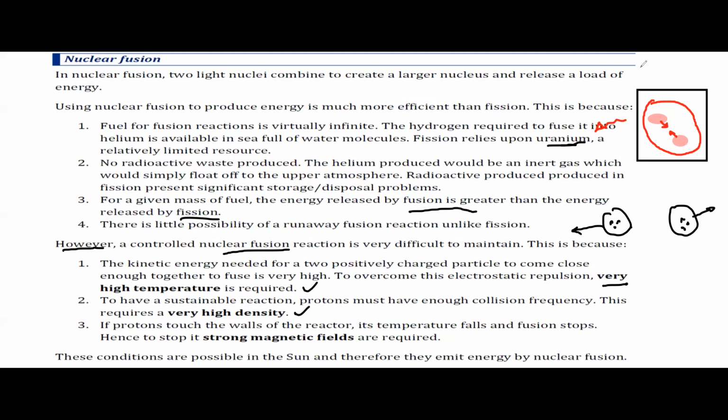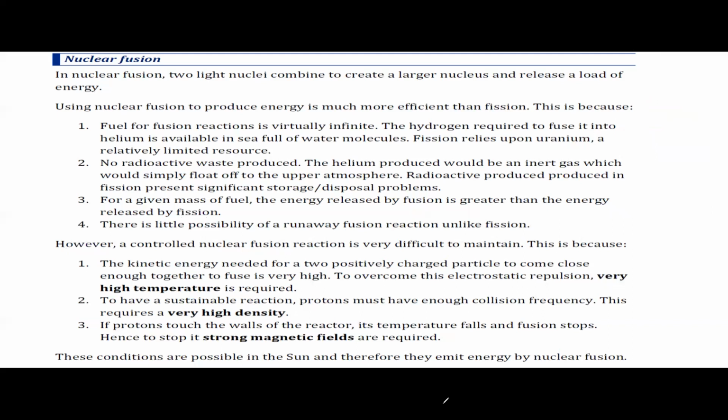But these conditions are possible on the sun or other stars. That's why the sun produces energy like light and heat by nuclear fusion reaction. But on earth, small scale fusion can be done, but large scale fusion is not possible. There are fusion reactors, but practically we are using fission reactors to produce energy from nuclear reactions. Is it clear how nuclear fusion compares with nuclear fission?